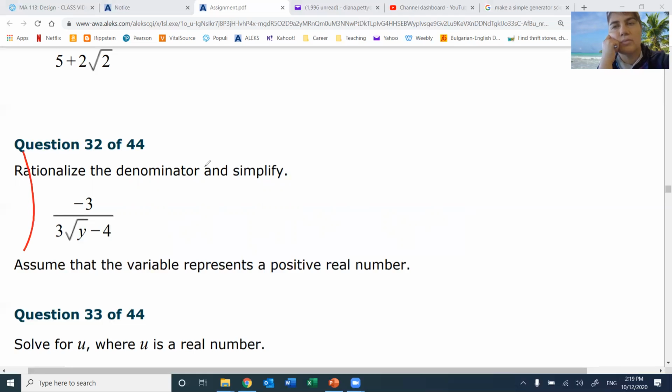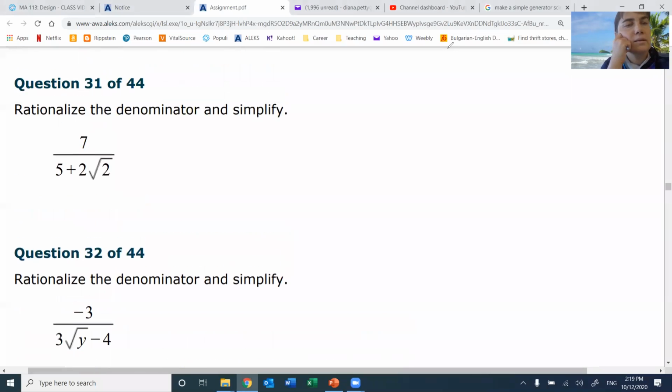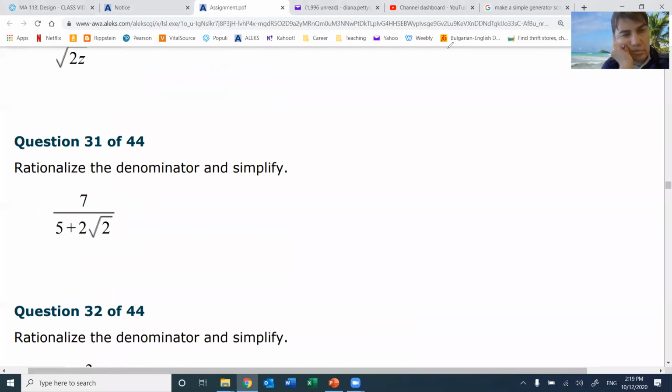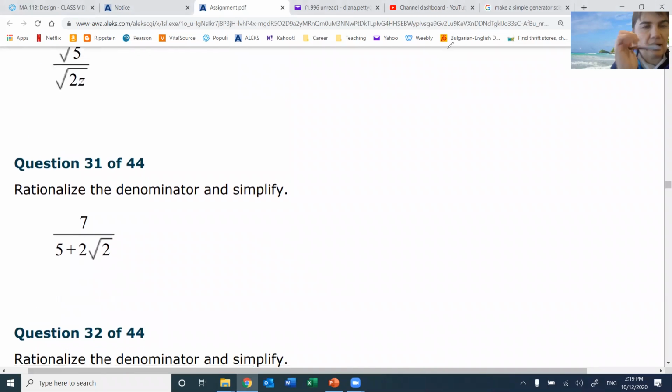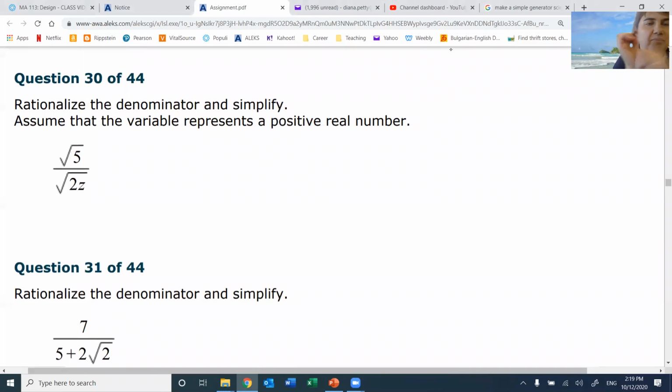So moving on. Another one of those. I'll show you what to do. You just multiply. So it's going to be 5 minus 2 square root of 2, right? Conjugate. So let's do the next one. Yeah, the evil twin.